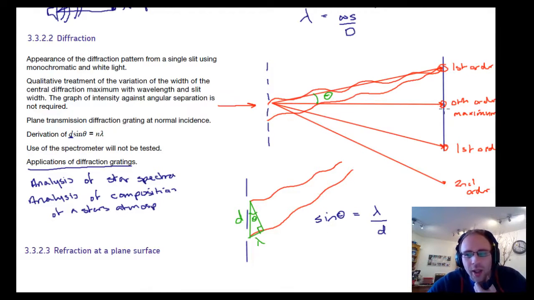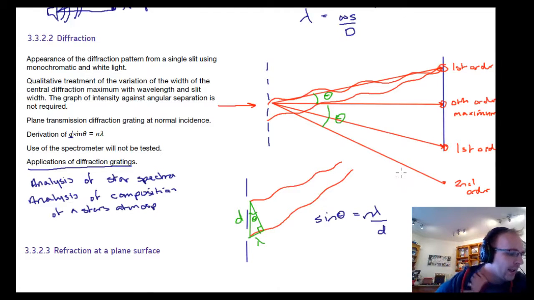Now if we're looking at our first order maxima, then that's our angle there. If we're looking at our second order maxima, then our theta would be there, and we'd get a different path difference. These correspond to where we've got a path difference of one wavelength or a path difference of two wavelengths. So we can put an n in front of lambda. This will come up again in our astrophysics bit.